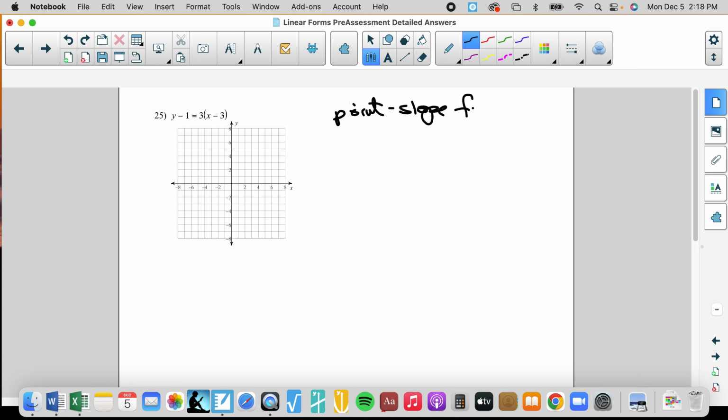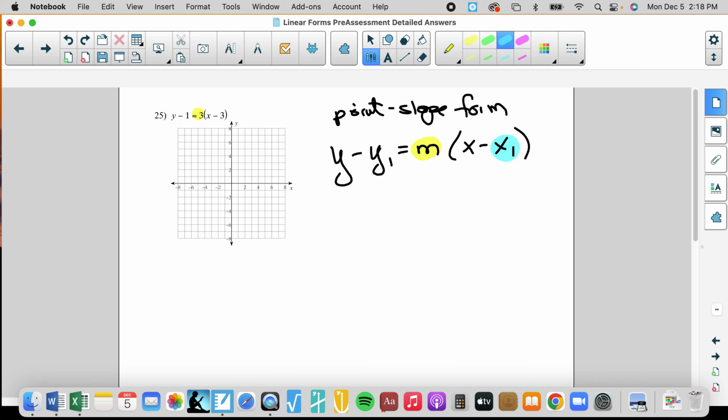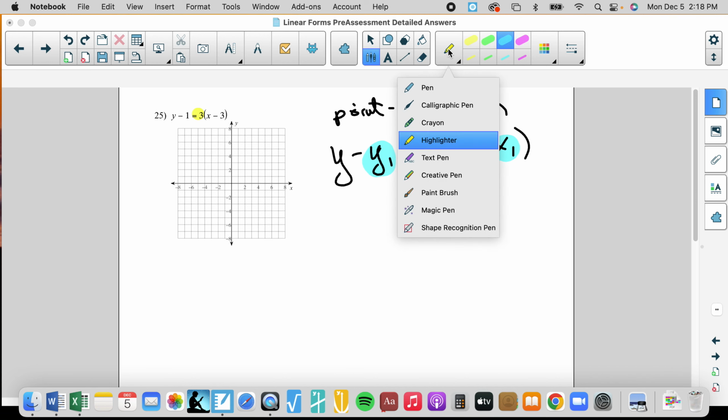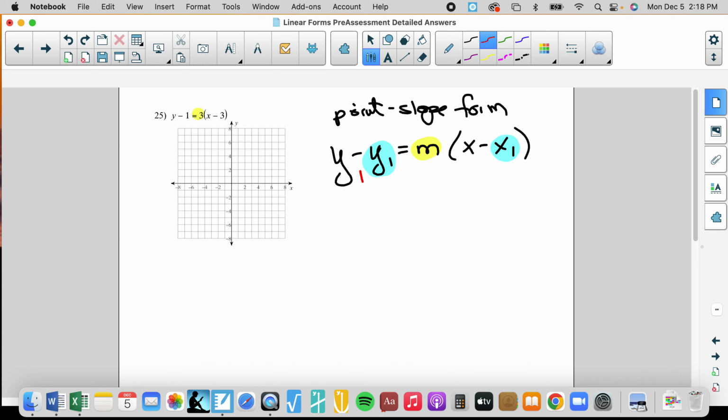point slope form. Remember, point slope form is y minus y sub 1 equals m times the quantity x minus x sub 1. Slope is still there. Super easy. Slope is 3. Now, what we have to remember is what we see is the opposite of what we want. What we see is the opposite of my y value. We see the opposite of what we want.